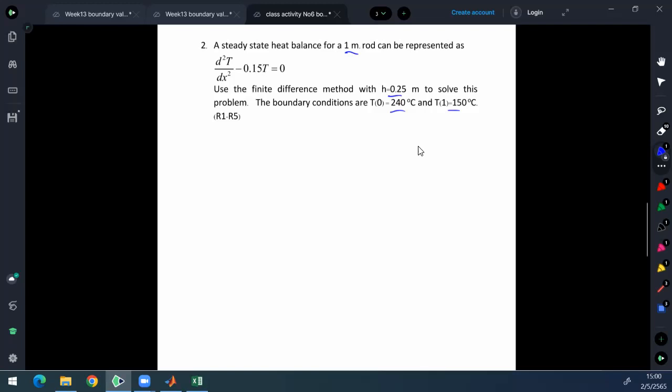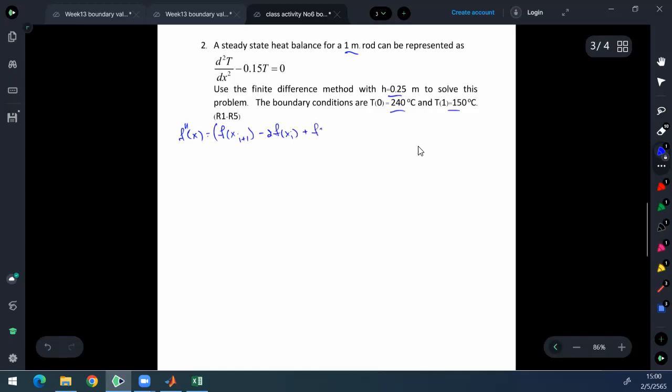So for the central difference, we know that the second derivative becomes f of x i plus 1, minus 2 f of x i, plus f of x i minus 1, divided by h squared, right? And now h becomes 0.25.